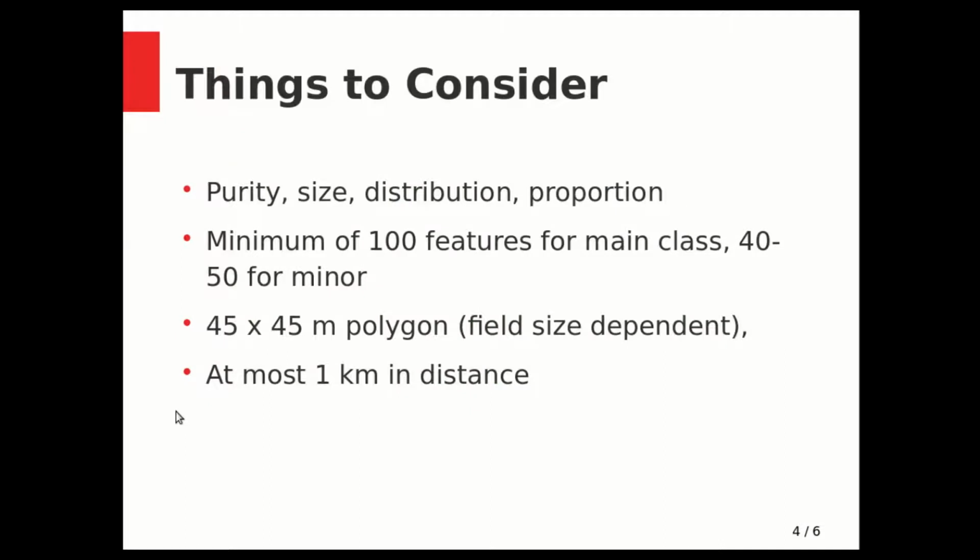Now, here are the things to consider. You must consider the purity, the size, the distribution, and proportion of your land cover feature. You must have a minimum of 100 features for the main class and 40 to 50 for the minor classes. At least a 45 by 45 meter polygon, but this is somewhat dependent on your field sizes or the boundaries of your land cover or land use. At most, you must have 1 kilometer in distance between the training features of your training data.